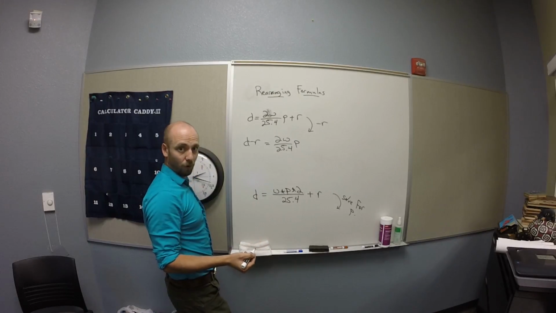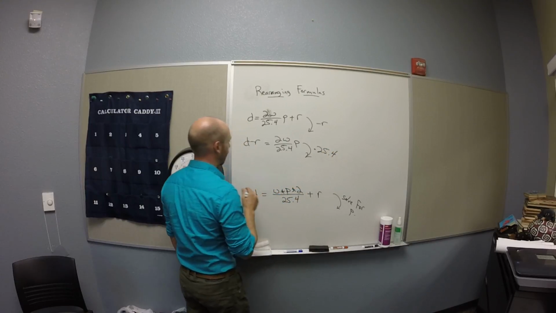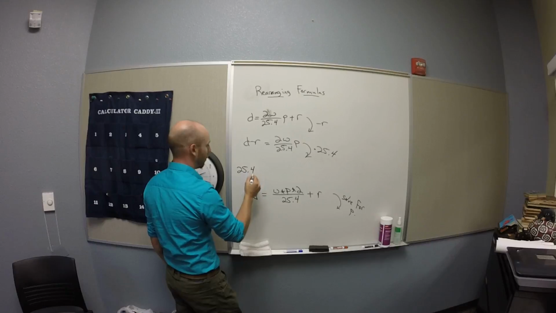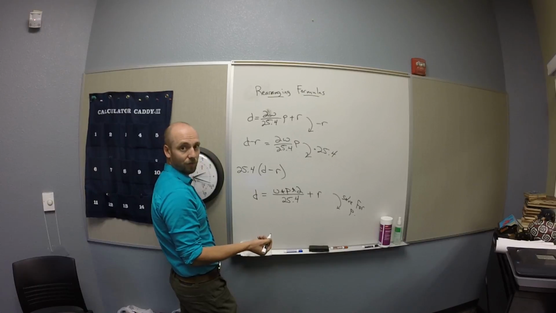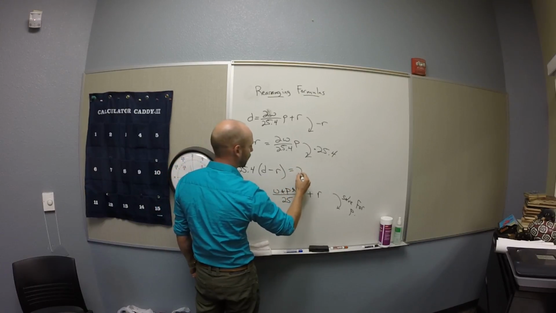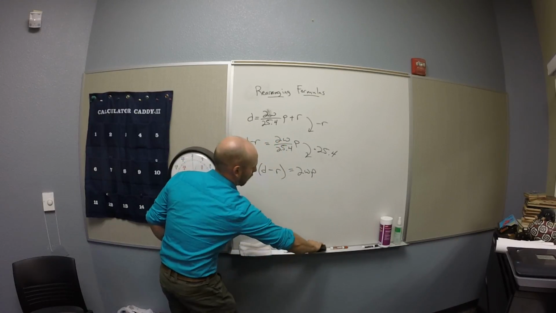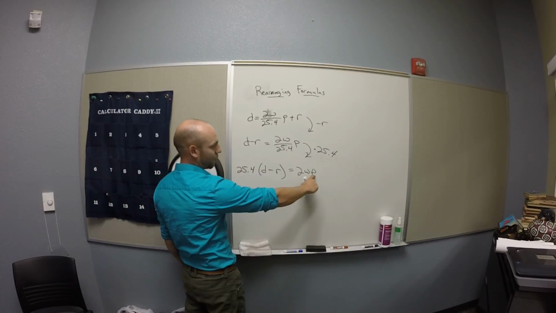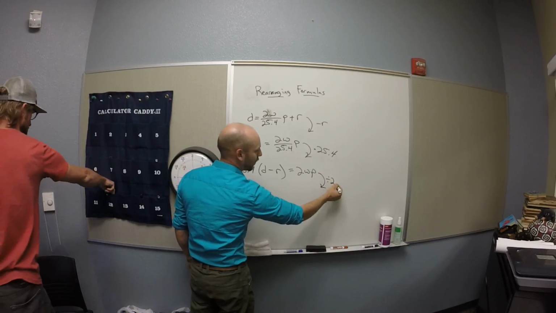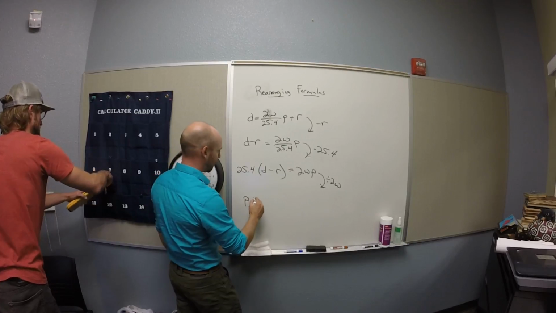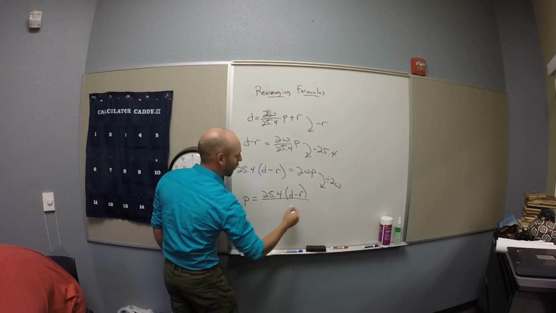And then that 25.4 on the bottom is causing me a headache, so I'm going to multiply by 25.4. So I'm going to get 25.4, and then I have to be a little careful because that D minus R, all of that needs to get multiplied by 25.4. And this is going to equal 2WP. So then I want P by itself, so I want to get rid of this stuff. I'm just treating this jazz like it's a number. So I'm going to divide by 2W. So in the end here, I'm going to get P is 25.4 times D minus R over 2W.